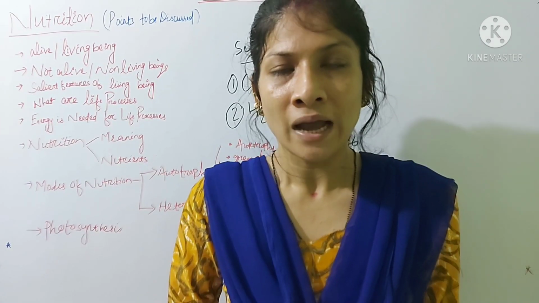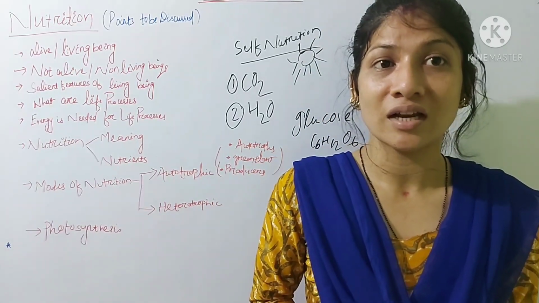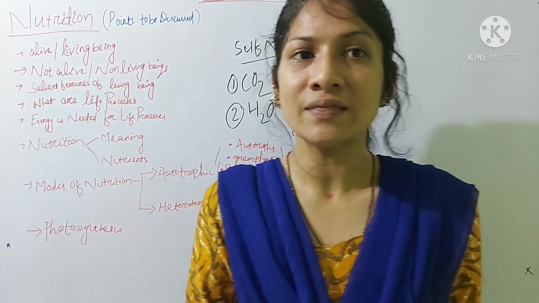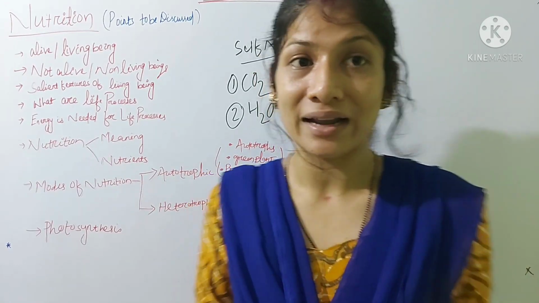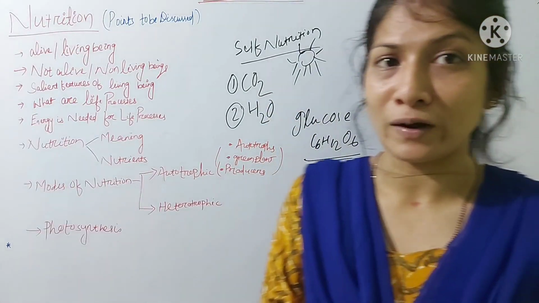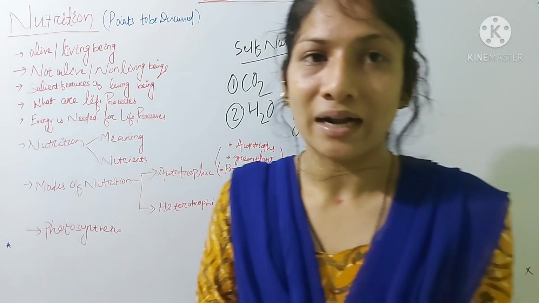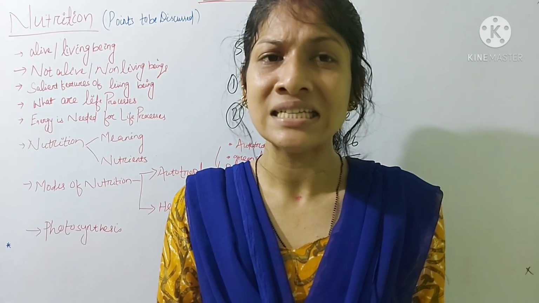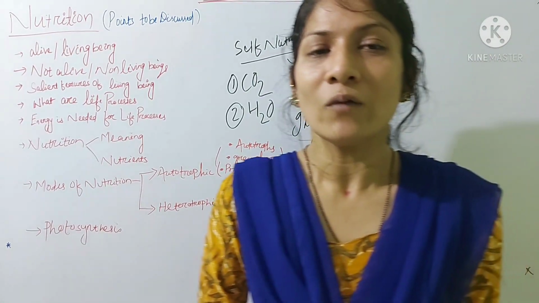and the mode of nutrition is known as the autotrophic mode of nutrition, or self-nourishment, self-nutrition. Again I am repeating, the autotrophic mode of nutrition is the mode of nutrition in which the green plant can make or prepare or synthesize its own food by combining the simple inorganic raw material, that is carbon dioxide and water, with the help of solar energy and the chlorophyll pigment to produce the simple sugar, that is glucose C6H12O6. That is autotrophic mode of nutrition, and the process is known as the photosynthesis process. Understand? Okay.